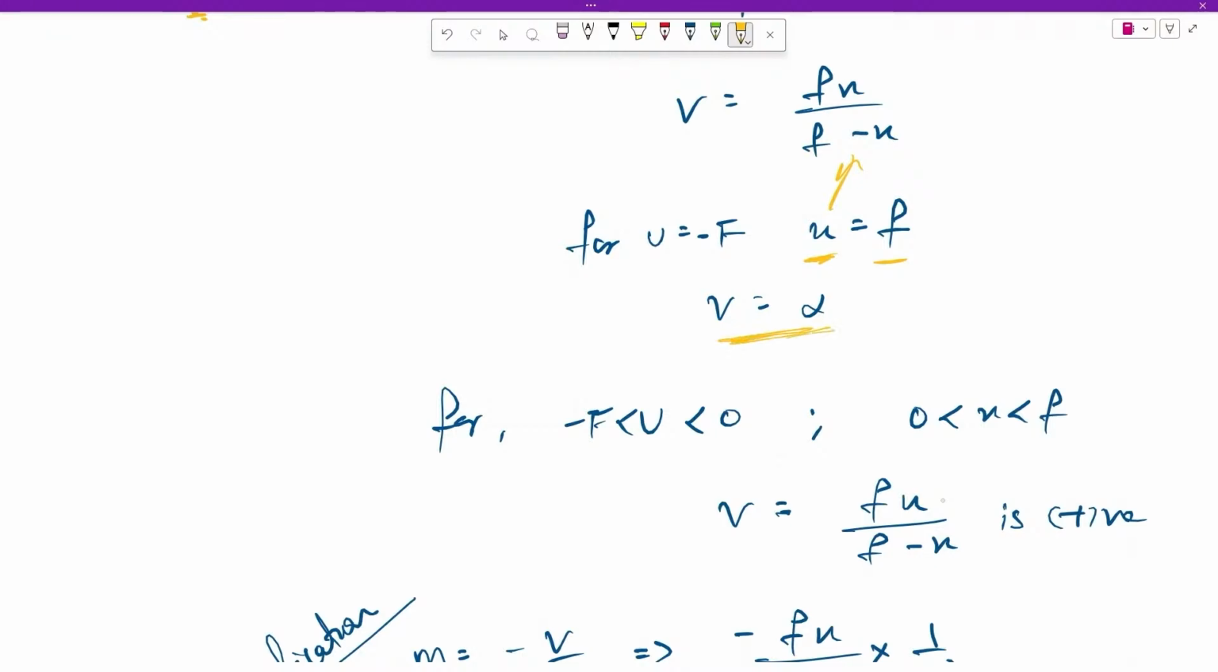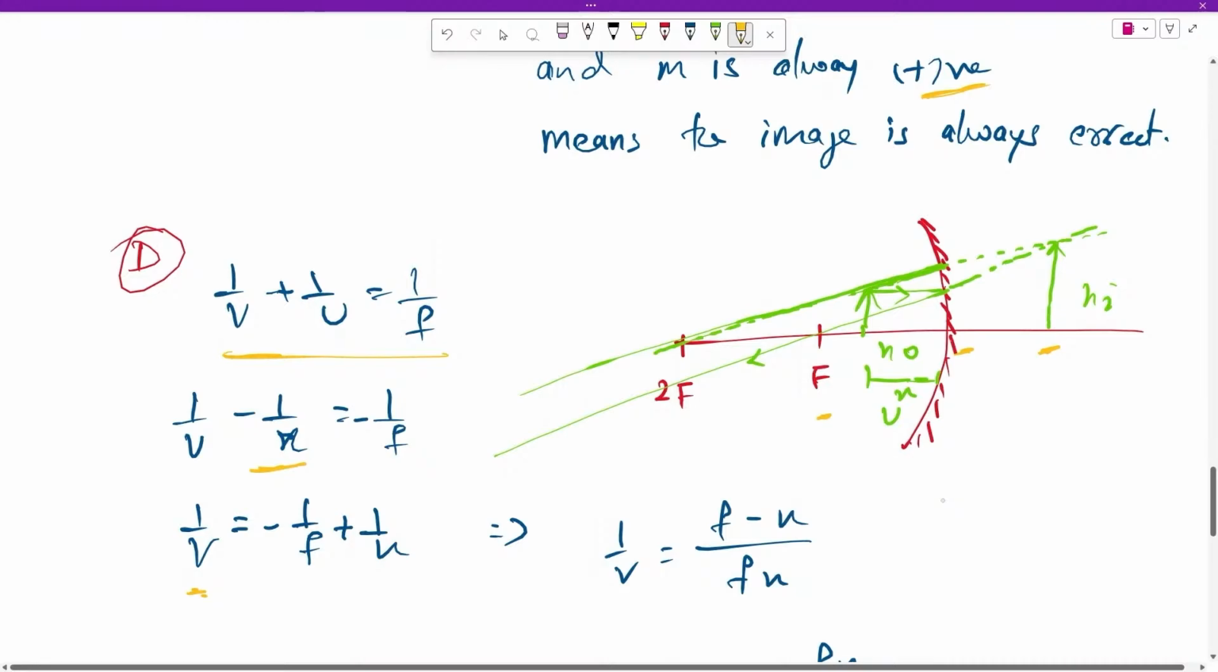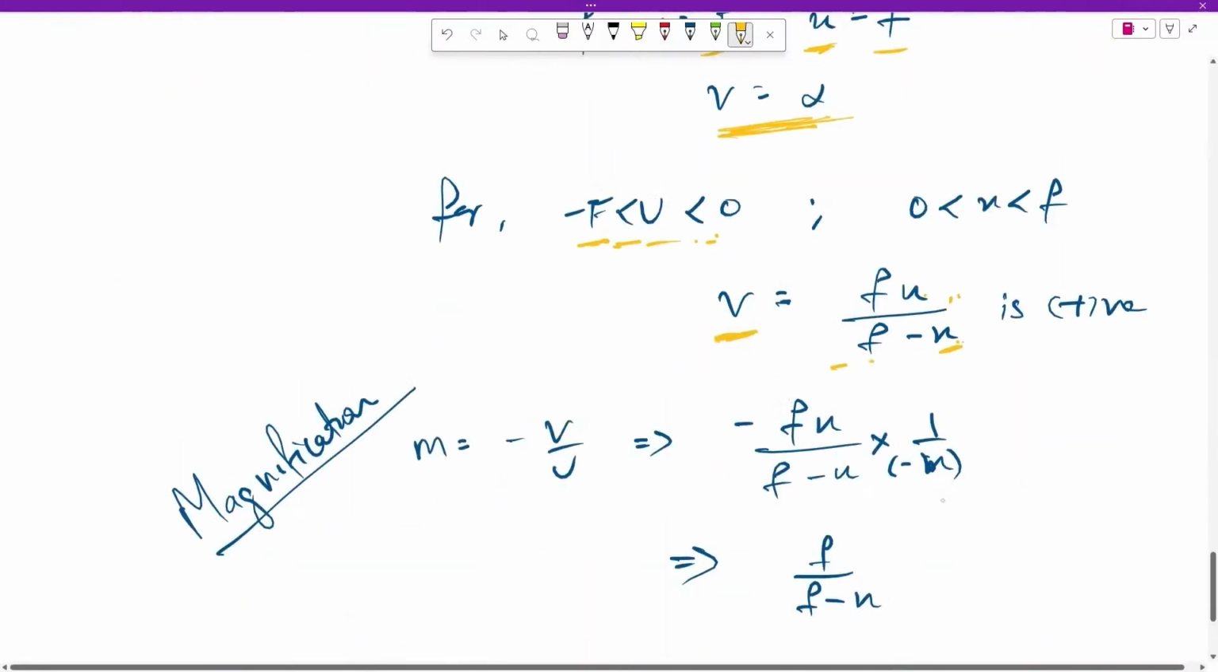That is, when the object is at focus, the image will be at infinity. Now, for the case when u is between f and 0, or the object is between focus and the pole, we will get a value of v as positive, because x will always be less than focus in magnitude. Thus, this term is going to be positive. Thus, v is going to be positive. And what does it mean that v is positive? We see that if v is positive, the mirror will always form the image on the right side of the mirror. That's why we can say that the image will always be virtual.